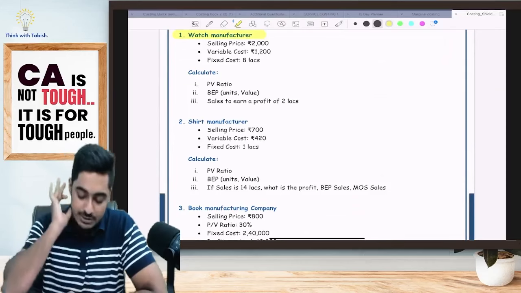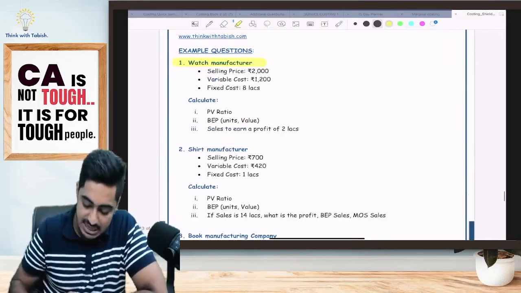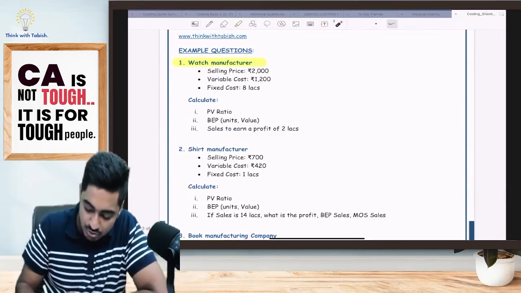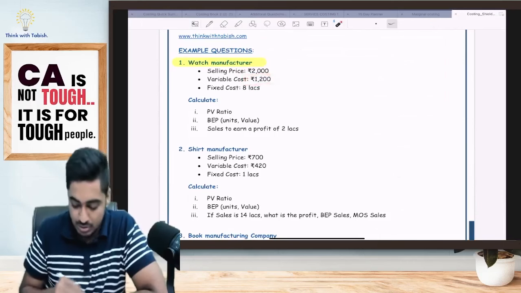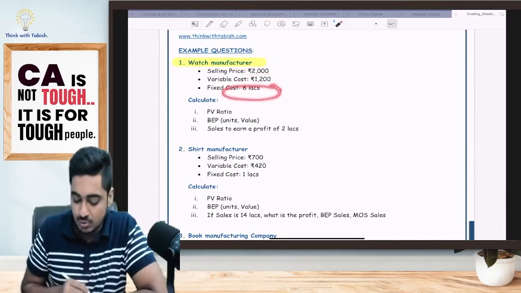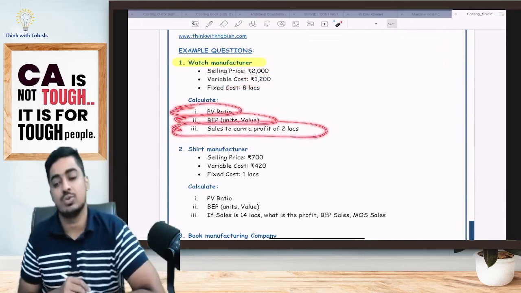Okay. Look at the first question. I am a watch manufacturer, manufacturing and selling watches. At what price am I selling every watch? 2,000 rupees. Great. What is my variable cost per watch? 1,200. Okay. What is my fixed cost? 8 lakh. What is the question asking? PV ratio, break even point, and sales to earn a profit of 2 lakh.